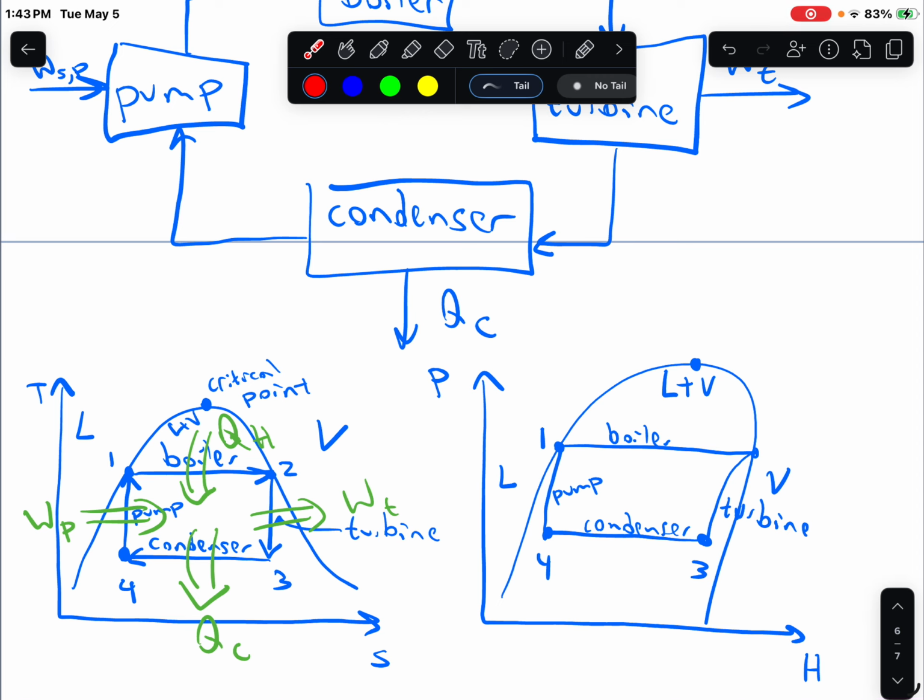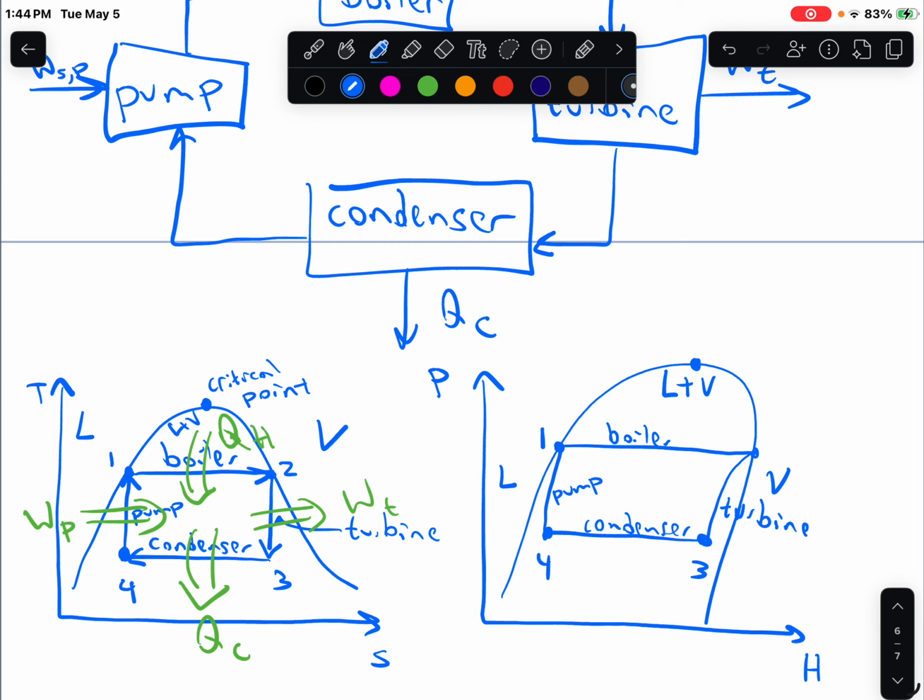Likewise, you can have a pump operate with a mixture of liquid and vapor, but that's not advisable. I believe that may be damaging to the pump for the same reason as it's damaging to the turbine, but also pumps that are designed to work on vapors are far more expensive. So we would really like to operate in the liquid phase for our pumps.